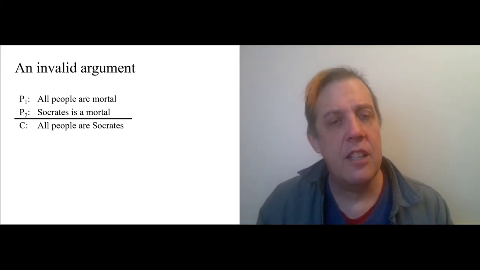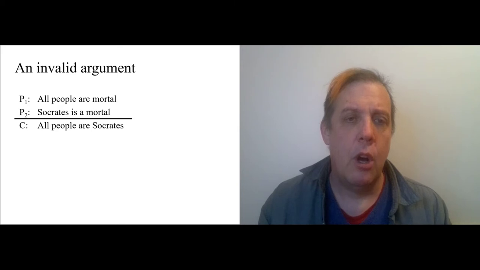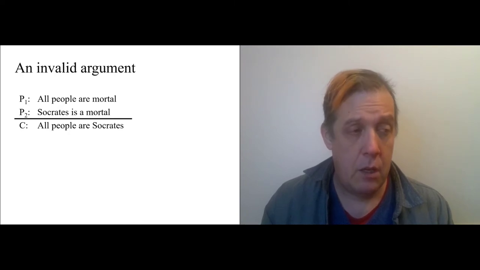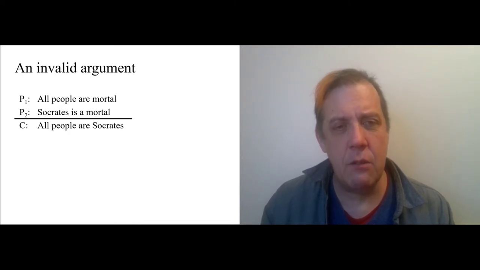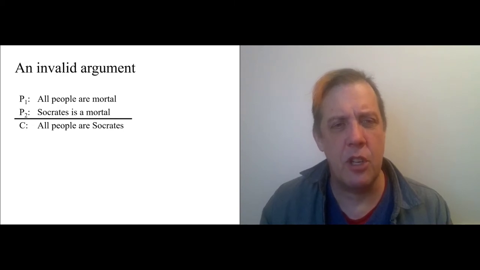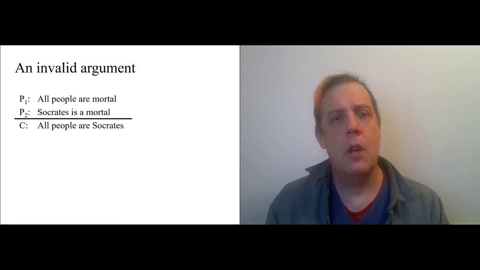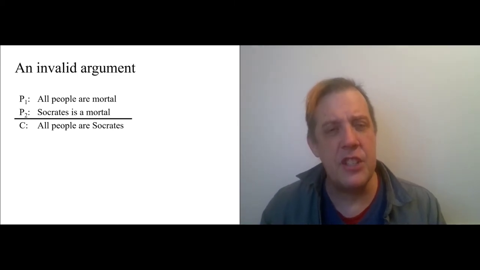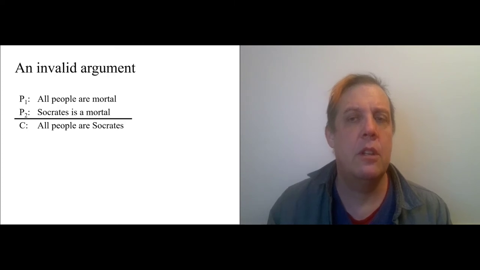This, on the other hand, is an invalid argument. All people are mortal. Socrates is mortal. Therefore, all people are Socrates. Right? We just rearranged some of the terms in the conclusion, and now we get two true premises and a false conclusion. And so that is obviously the definition of an invalid argument.